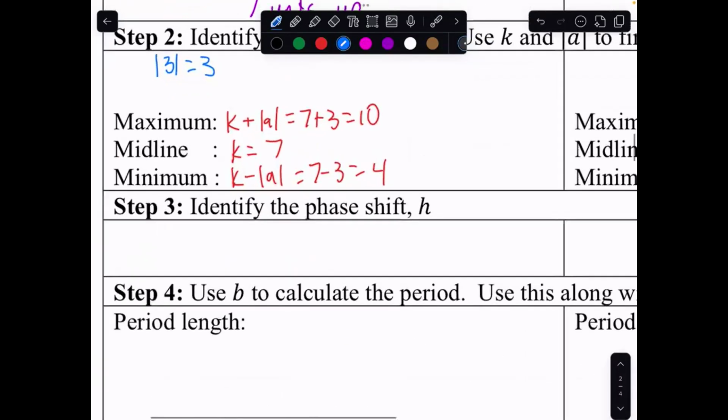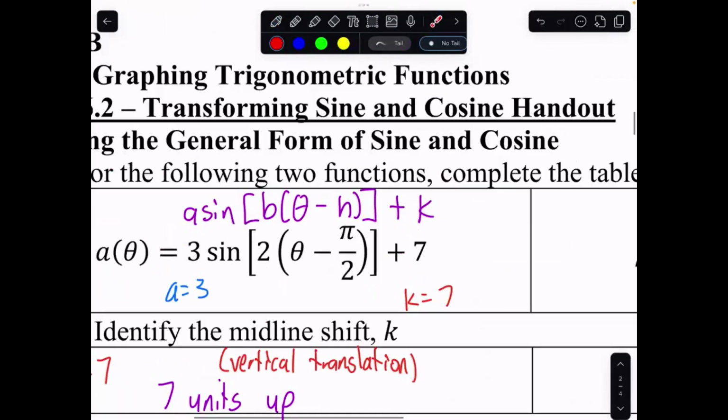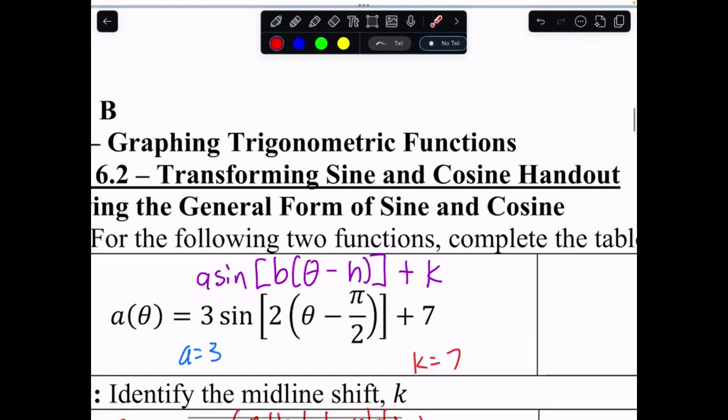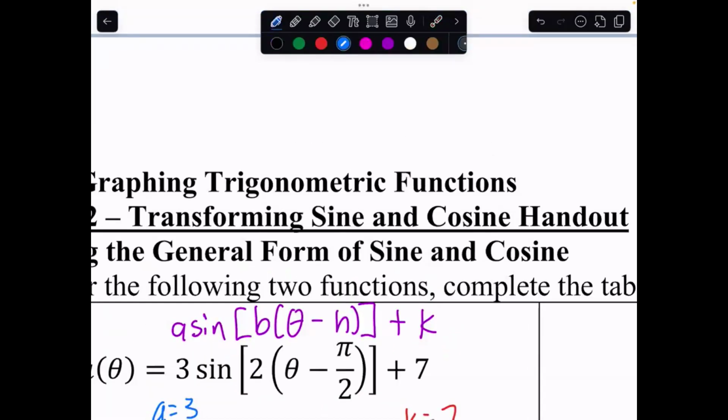Here's where we're going to introduce the new aspects that we haven't covered yet. So what does H do? If you look at the equation, H is getting subtracted from the variable. And again, we use theta for angles, not x. If you can remember back to when we had a square root function like this, this meant that the starting point was at 4, 1. So this was a horizontal translation.